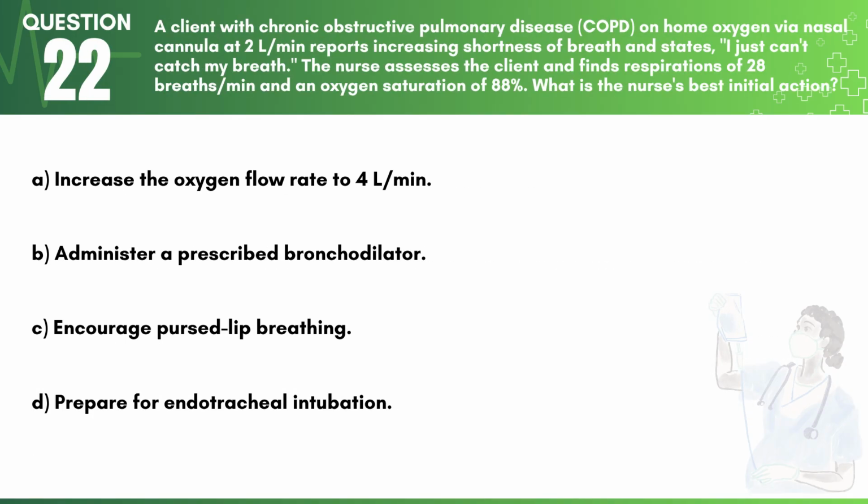Question 22. A client with chronic obstructive pulmonary disease, COPD, on home oxygen via nasal cannula at 2 liters per minute reports increasing shortness of breath and states, "I just can't catch my breath." The nurse assesses the client and finds respirations of 28 breaths/min and an oxygen saturation of 88%. What is the nurse's best initial action? A. Increase the oxygen flow rate to 4 liters per minute. B. Administer a prescribed bronchodilator. C. Encourage pursed lip breathing. D. Prepare for endotracheal intubation.